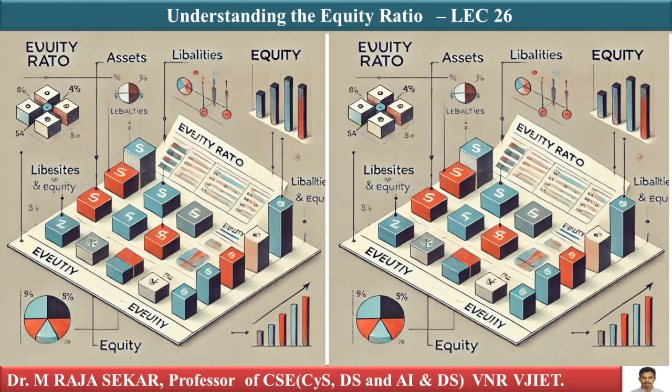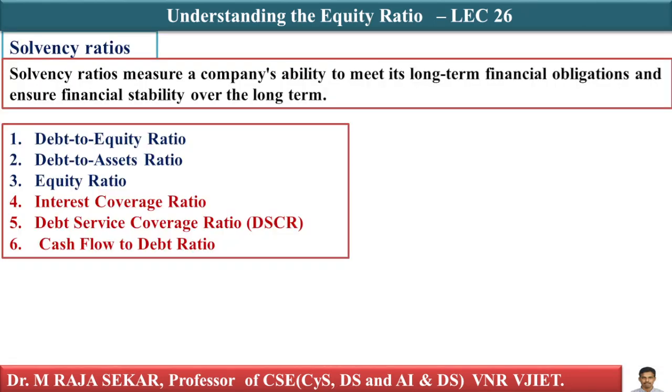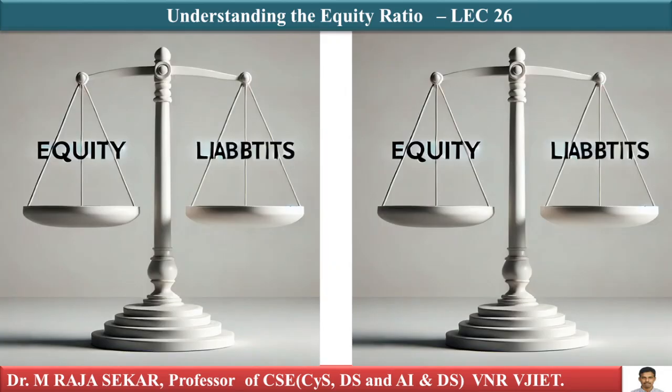In this lecture, we will try to understand what is equity ratio. Basically, it is a financial metric for assessing financial health. Before understanding what is equity ratio, let us try to recall what we discussed in our previous lecture. We were discussing solvency ratios, in which the first one is the debt to equity ratio, and the next one is the debt to asset ratio. This one also we discussed. In this particular lecture, let us try to understand what is equity ratio.